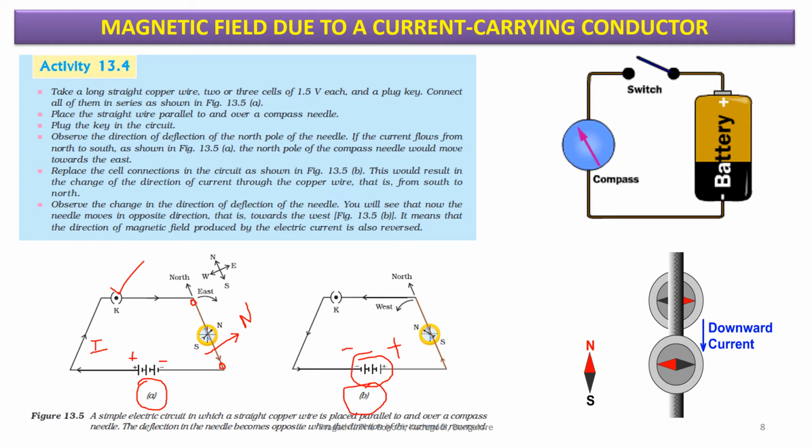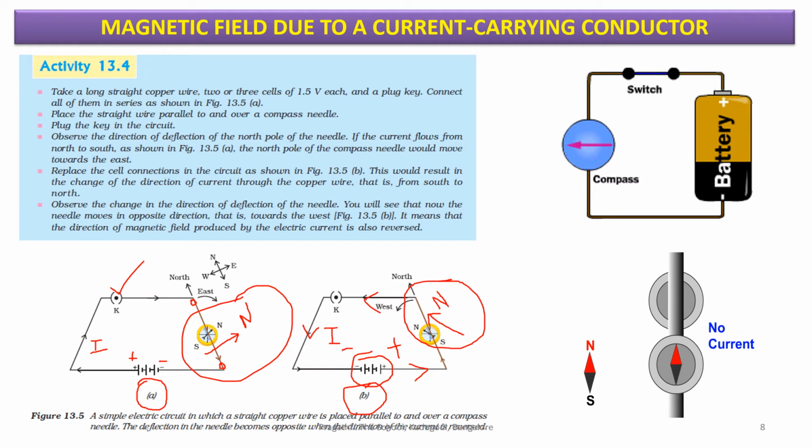Then switch off. Then condition number 2: change the battery and connect it the opposite way. So this side is negative, this side is positive. Then the current starts flowing from positive to negative. If you see, the needle direction is changed. This one is showing right side and this one is showing left side. That means the magnetic field changes when the direction of the current changes.